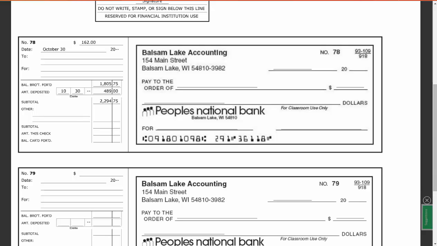Now, in reality, could you use numbers? You could. You could do 10/30. And then typically you would also put in the year in this section. Now, the check is being made payable to Corner Garage, and it's for repairs.